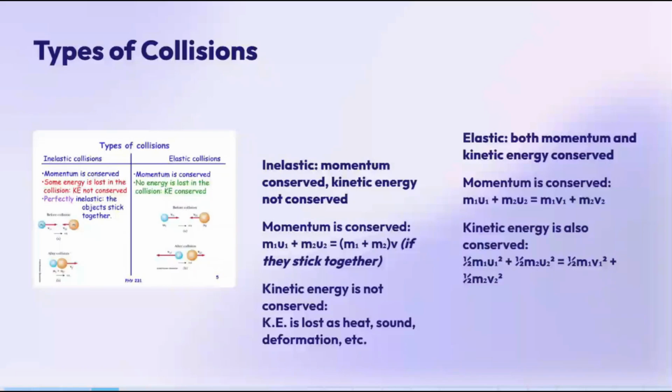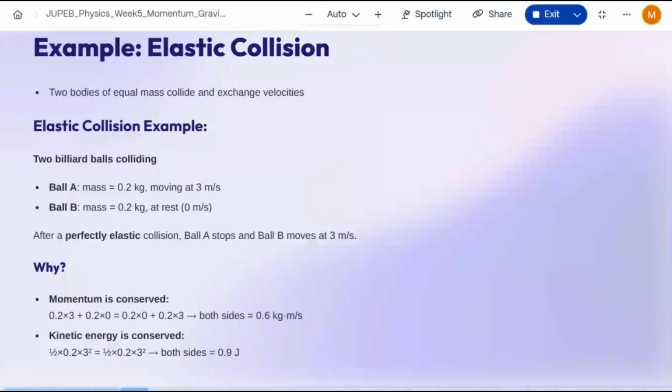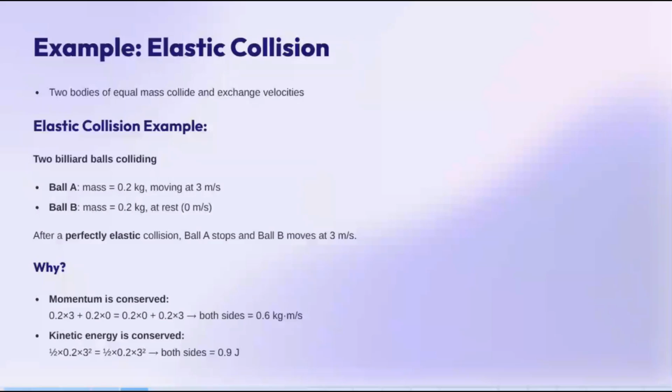Okay, so let's move on to the next slide. Let's see examples on elastic collision. From here, we said two bodies of equal masses collide and exchange velocity. So for elastic collision, when they collide, normally both of them at the end will move at different speeds. That's what happens in inelastic collision. But in elastic, when they collide, both of them will have the same speed. They will have just one speed and they're moving in the same direction. So now let's see an example under elastic collision.